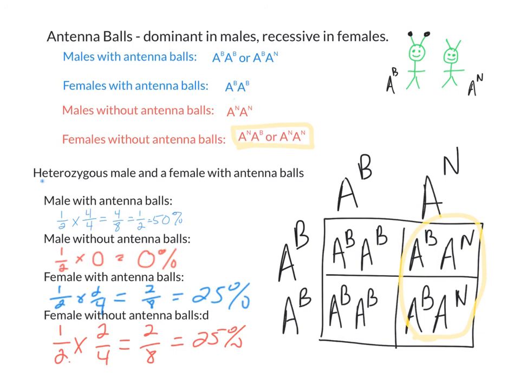So, don't get hung up on whether you have the A's or not. You can just do A's and B's, B's and N's, and forget the superscript thing. Don't get hung up on whether the B is first or the A is first, or the N is first. It doesn't matter. All we're looking for is, are they heterozygous or homozygous?